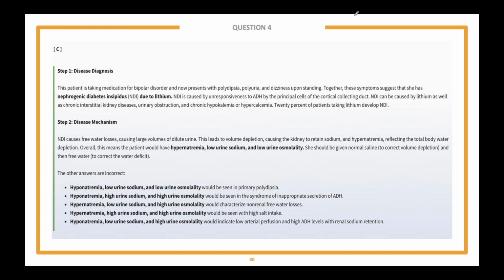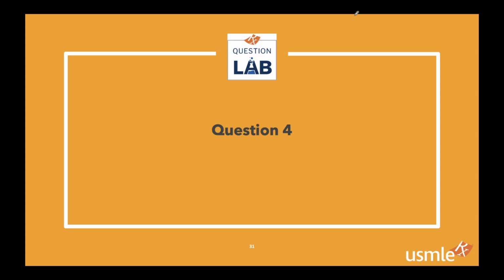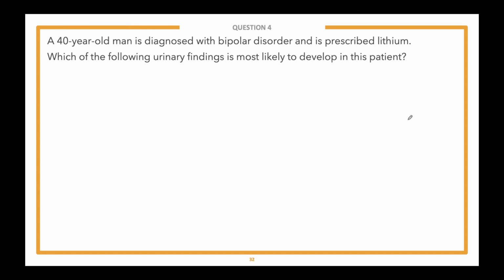So with that, let's go ahead and get into our last question of the evening. Let's try to finish strong. Once again, the answer choices are covered up. We'll begin with the lead-in. Which of the following urinary findings is most likely to develop in this patient? I'll give you a few seconds here to respond and let us know how many steps you believe this will require to answer.